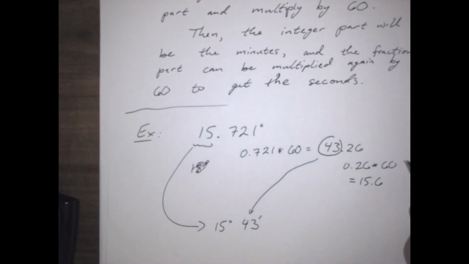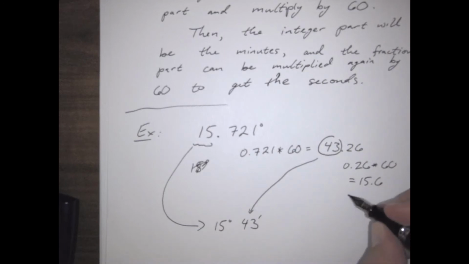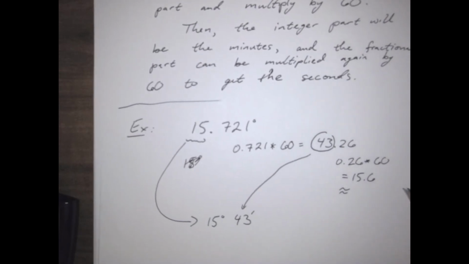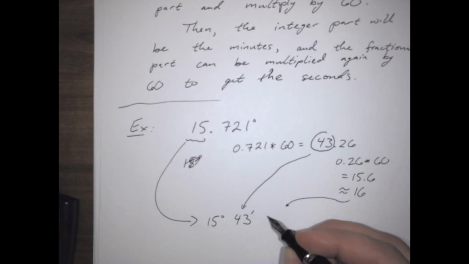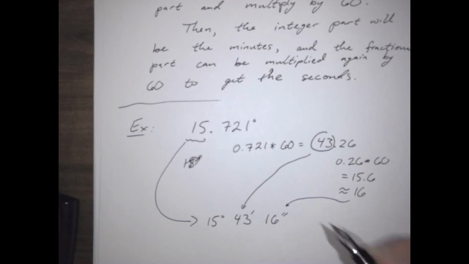All right, now here, when it comes to rounding, the instructions in your textbook will typically be to round it to the nearest second. So that means after this point, you would just do standard rounding. You would round up if it's above 0.5, down if it's 0.5 or below. So then that would be about 16. Okay, so we round it and we get 16 seconds. So 15 degrees, 43 minutes, 16 seconds.